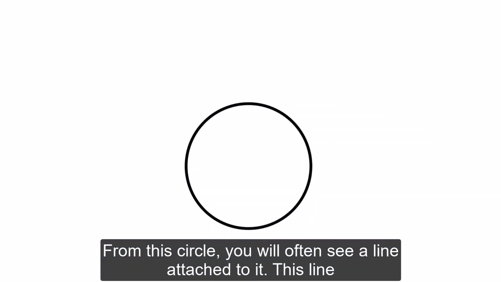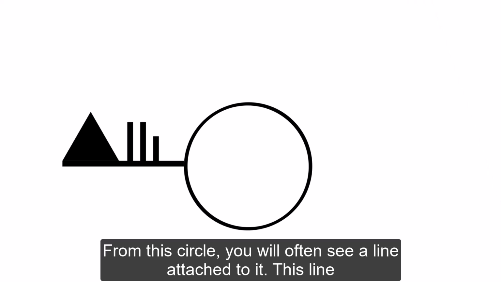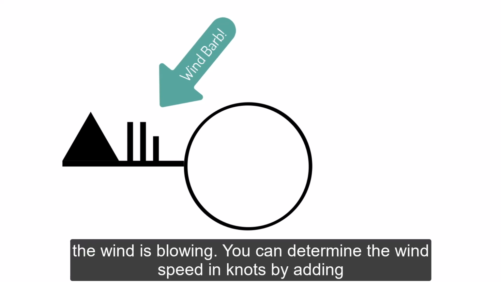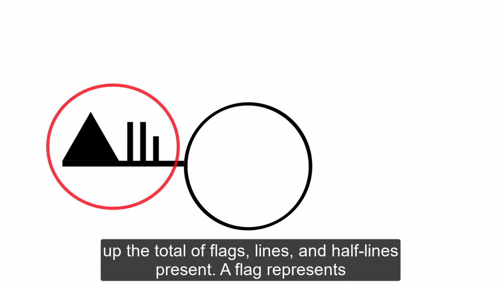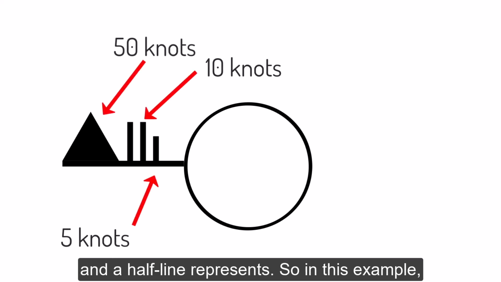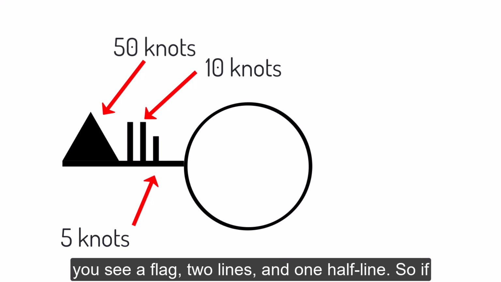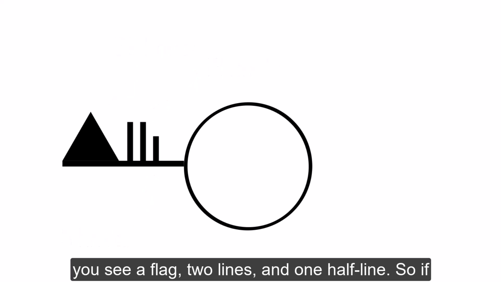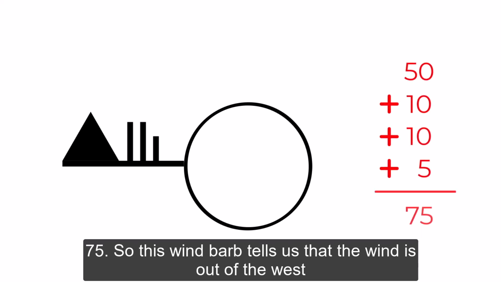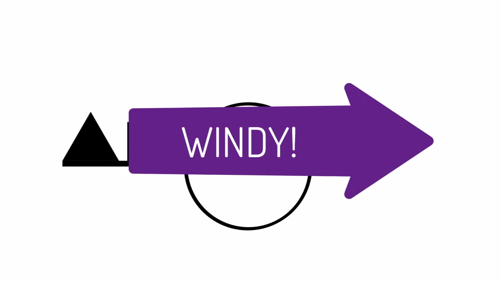From this circle, you'll often see a line attached to it. This line is called a wind barb, and it represents the direction from which the wind is blowing. You can determine the wind speed in knots by adding up the total flag, lines, and half lines present. A flag represents 50 knots, a line represents 10 knots, and a half line represents 5 knots. So in this example, you see a flag, 2 lines, and 1 half line. If we add them up, we would get 50 plus 10 plus 10 plus 5, which equals 75. So this wind barb tells us the wind is out of the west at 75 knots.